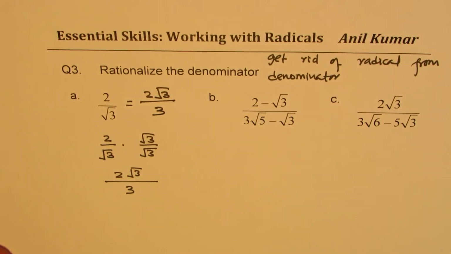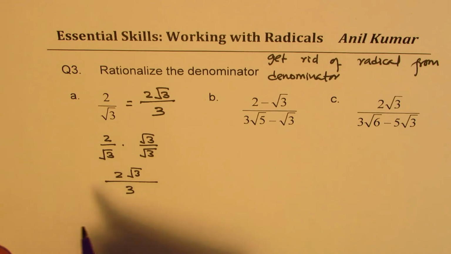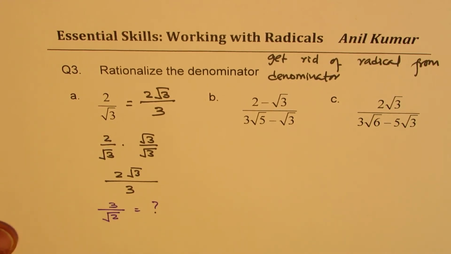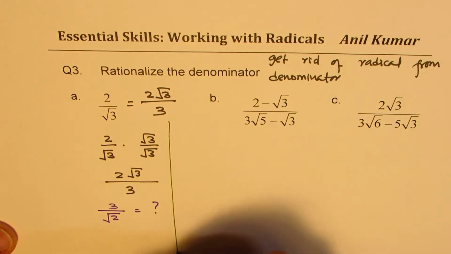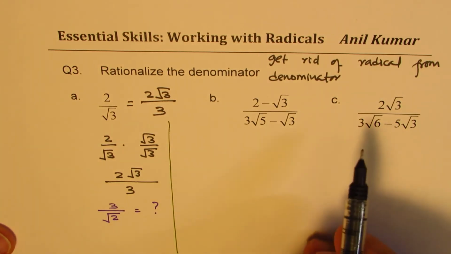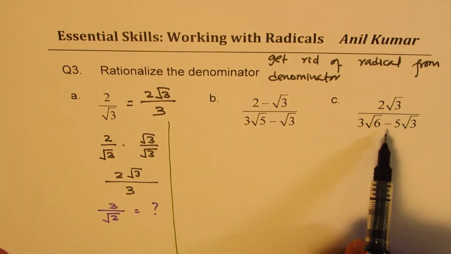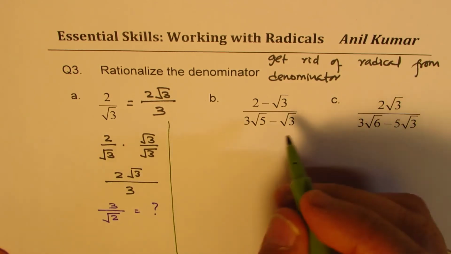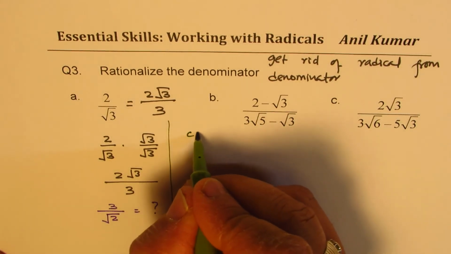You get an idea, correct? So as an exercise, what you can do is, you can now rationalize 3 over square root 2. What is this equal to, correct? So let's take up the other two. So here we'll multiply by the conjugates. So in such cases, we actually multiply by, so we use conjugates.